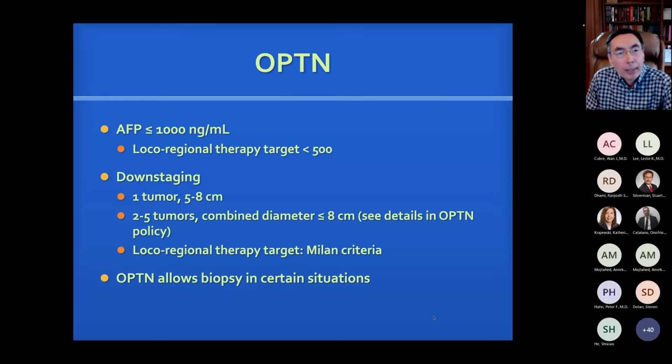And similarly, now you can have 2 to 5 tumors, and the details are a little bit more complicated than this. But in general, if the combined diameter of these multiple tumors is less than or equal to 8 centimeters, you are eligible for downstaging with local regional therapies. And if you can be brought into Milan and stay within Milan, then you can get the transplant. So we talked about the importance of measurements in the 2 centimeter and less range. Also, your maximum diameters matter, because if you exceed Milan or the downstaging criteria, you may no longer be eligible for transplantation. So be mindful and accurate in your measurements.